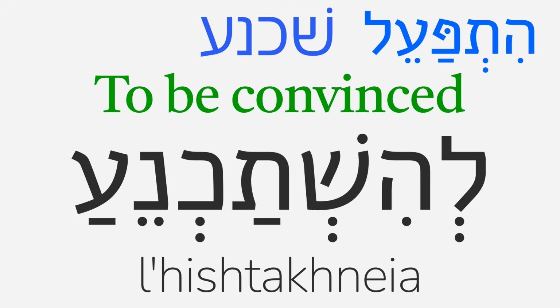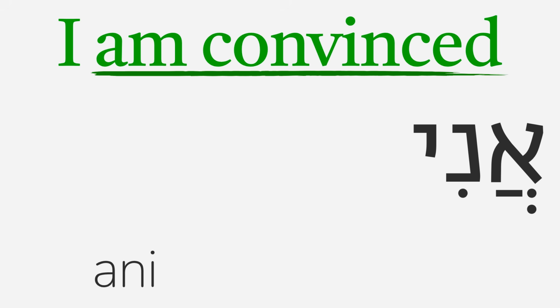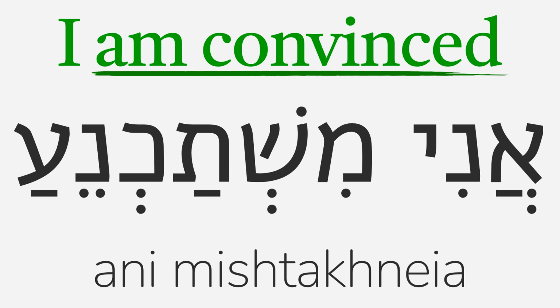Let's use the verb lahishtachnea to say, I am convinced, where the I is a man. I is ani, and am convinced is the masculine singular form of the present tense. In the Hitpael, that has the same form as the infinitive lahishtachnea, but with a mem present tense prefix, mishtachnea. Ani mishtachnea. I am convinced. Ani mishtachnea. And that's all for today.